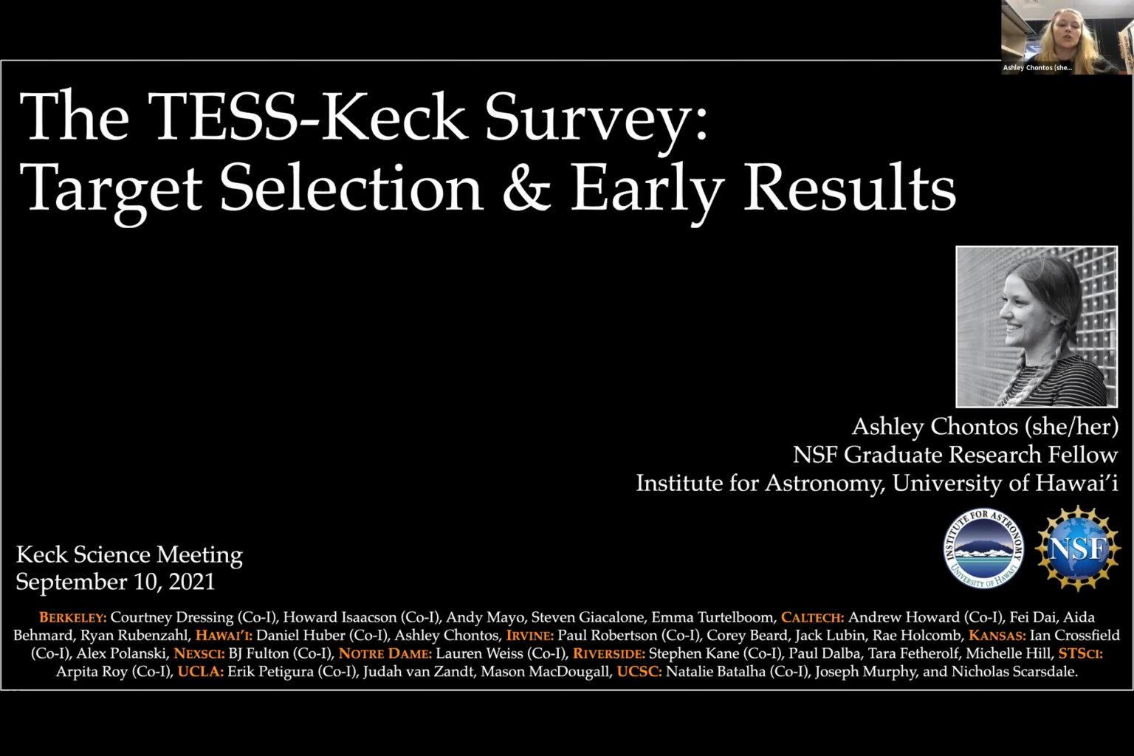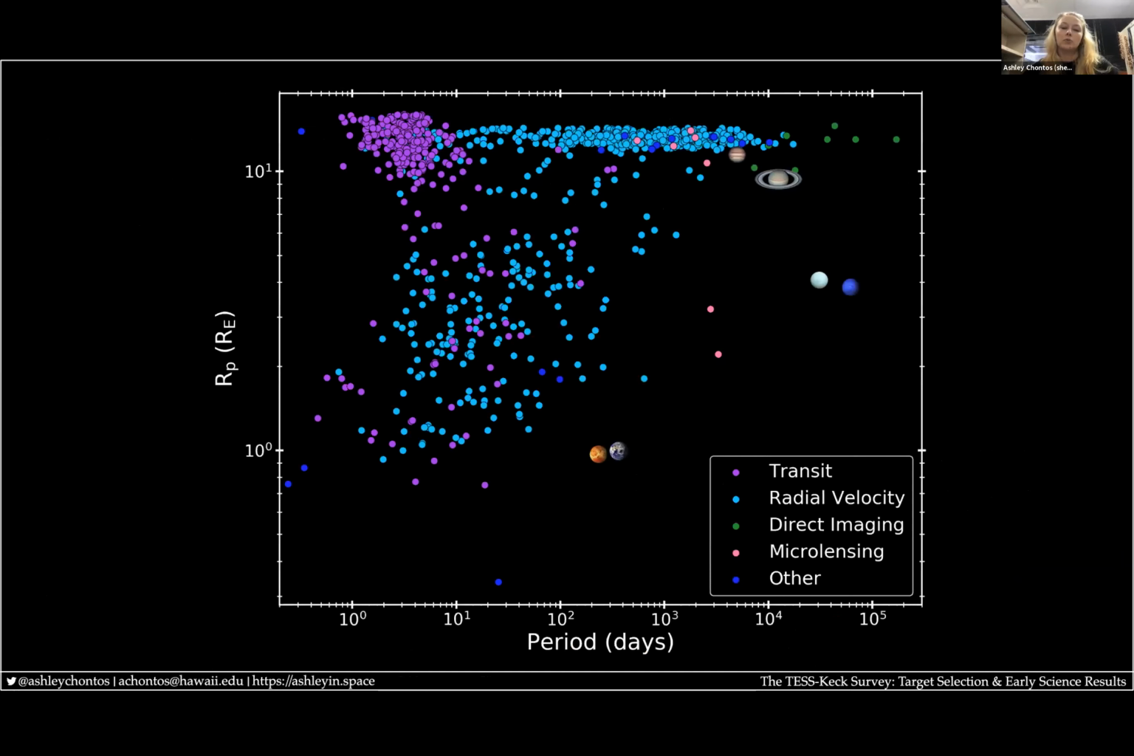So I wanted to start by showing the state of the exoplanet field prior to the Kepler mission. This is showing planet size in Earth radii on the y-axis and the planet's orbital period on the x-axis. Markers are colored by their detection technique. And I've also added some relatable planets for reference.